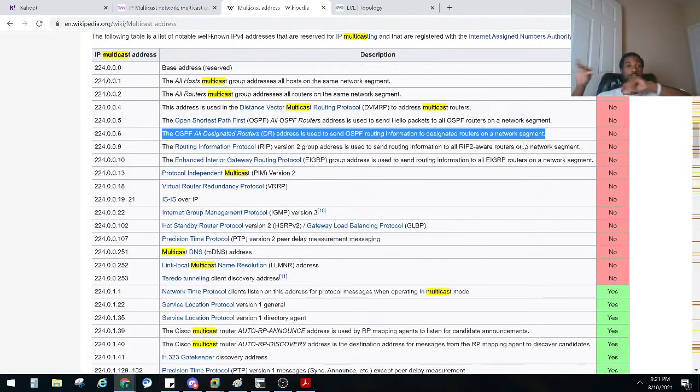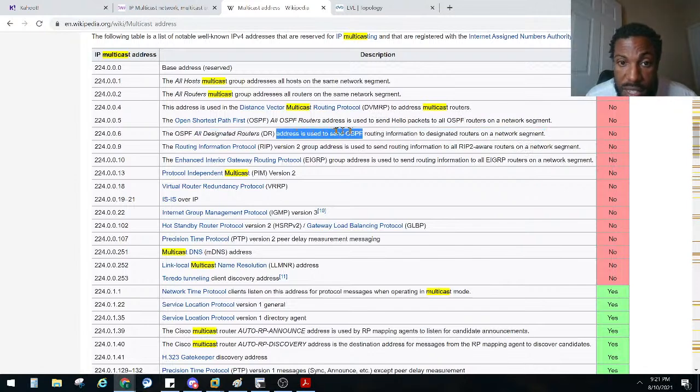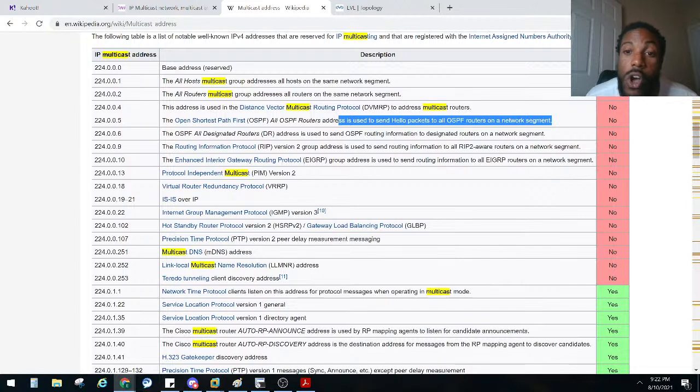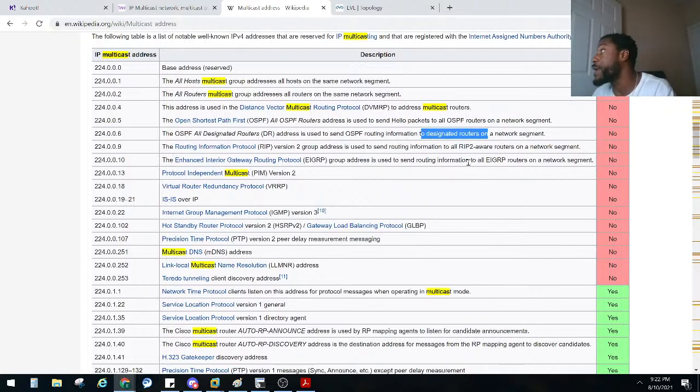So when we have routers that are not the DR or BDR, the DROthers, they all send updates to 224.0.0.6, and the designated routers send updates on 224.0.0.5. So .5 is to send hello packets to all routers, and .6 is just to designated routers, right? I hope that clears it up for y'all.